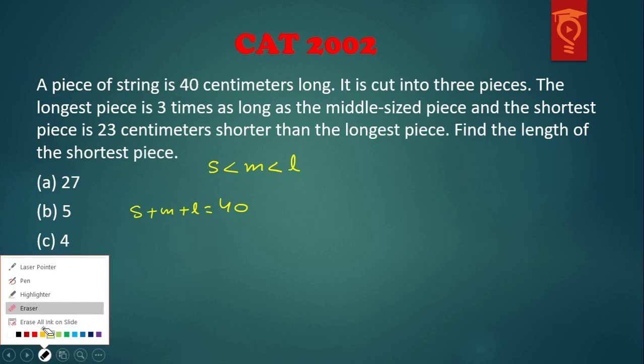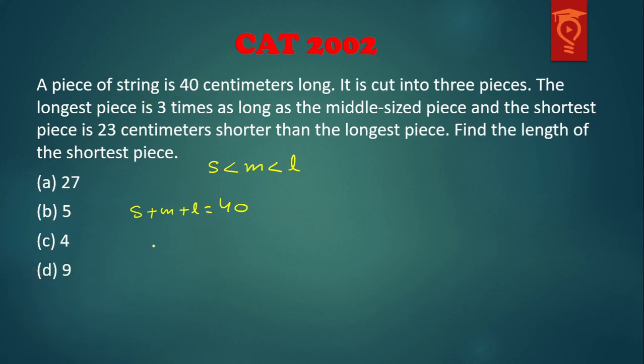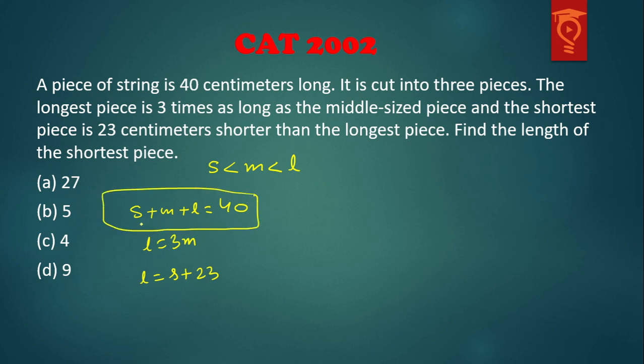Now let me quickly tell you the equation way, obviously. So they say that L equal to 3 times M and L equal to S plus 23. Our job is to put everything in terms of S so that we are able to find the value of S, or we can also find the value of L and hence find the value of S. In place of S, I can write L minus 23. In place of M, I can write L by 3. And in place of L, there is anyway L.